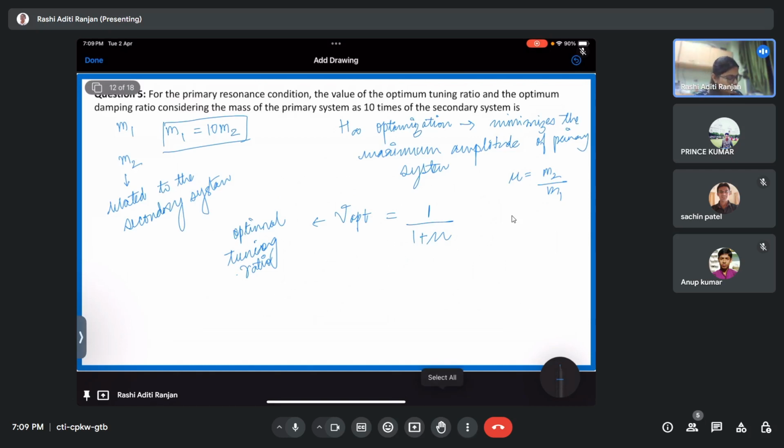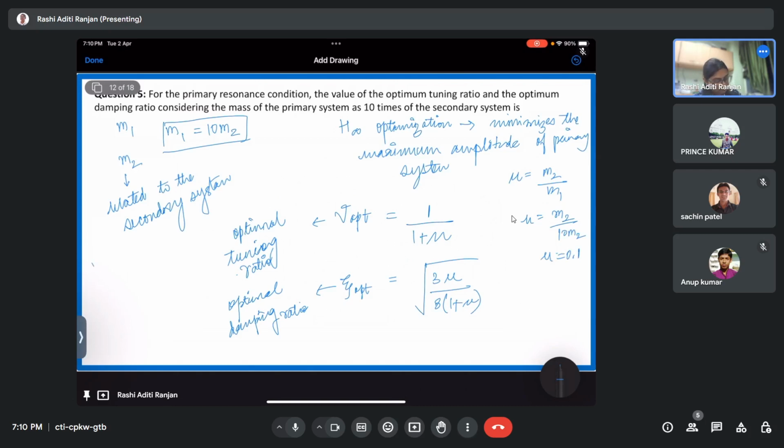So it is equal to this, and my optimal damping ratio is given as under root of 3 mu by 8 into 1 plus mu. Okay, and now, we know that my M1 is 10 times M2. So I'll have M2 divided by 10 M2. So I'll have mu as 0.1.